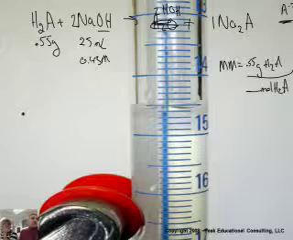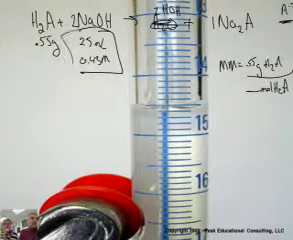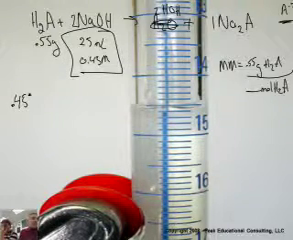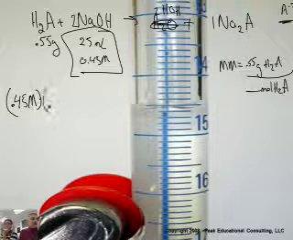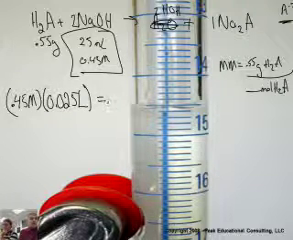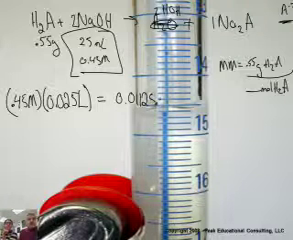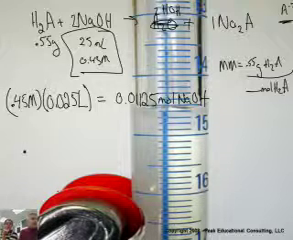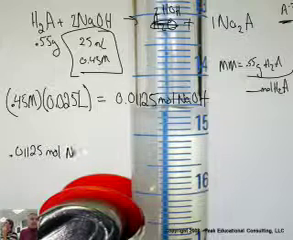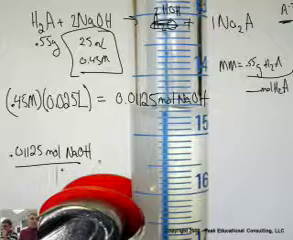Stoichiometrically, I'm going to take M times V right here. So 0.45 molar times 0.025 liters. Again, I'm converting to liters quickly in my head. 0.01125, and that's moles of sodium hydroxide. So I'm going to pull that down here and take 0.01125 moles of NaOH over 1.